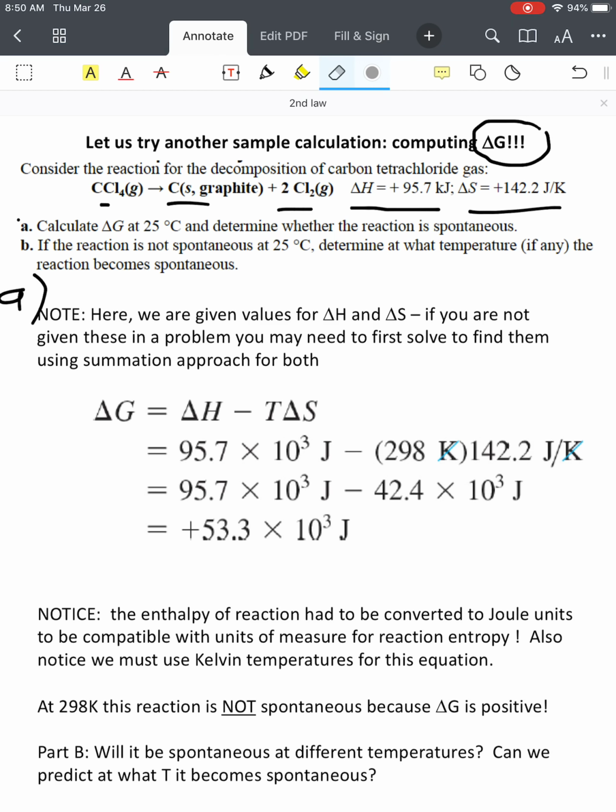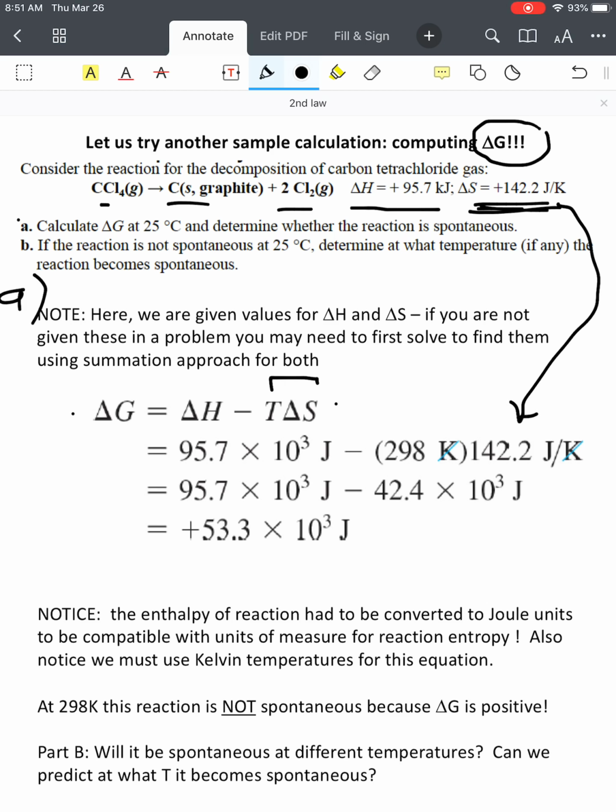So we can jump ahead to the form of our second law of thermodynamics equation for computing our Gibbs free energy change. Delta G is equal to delta H minus T delta S. And this problem is truly plug and chug from here. Let's start with this term out here on the right. We have our delta S. That's our entropy change for the reaction. We're told that that's positive 142.2 joules per degree Kelvin.